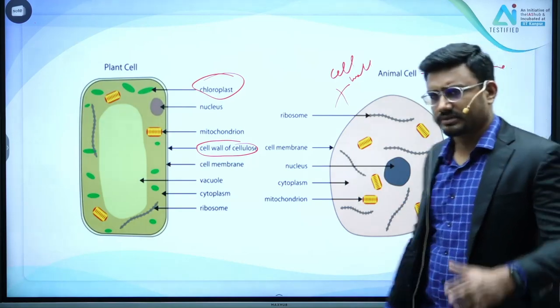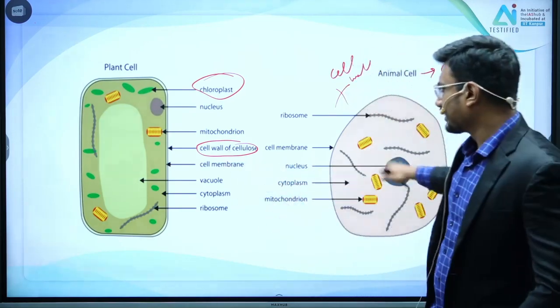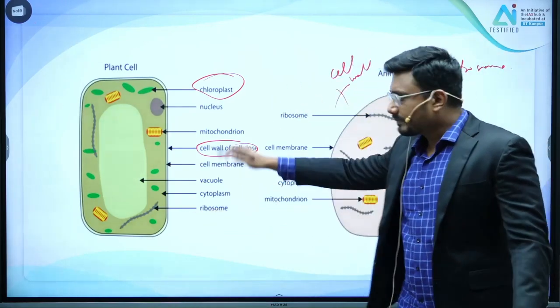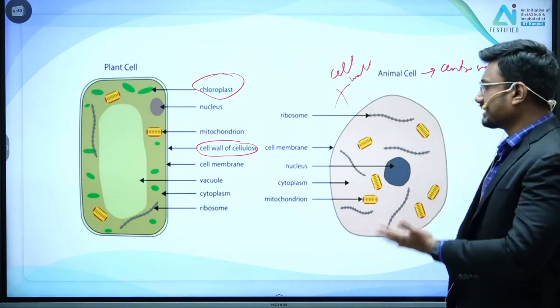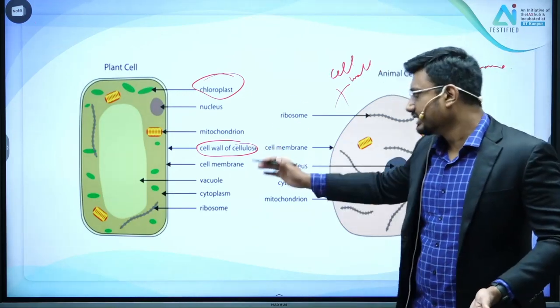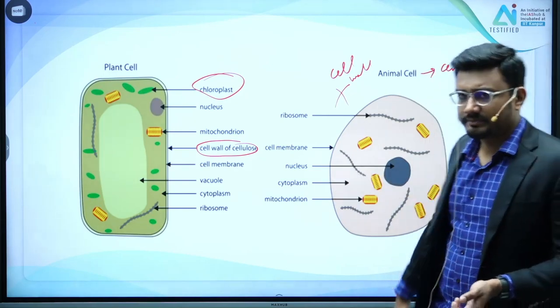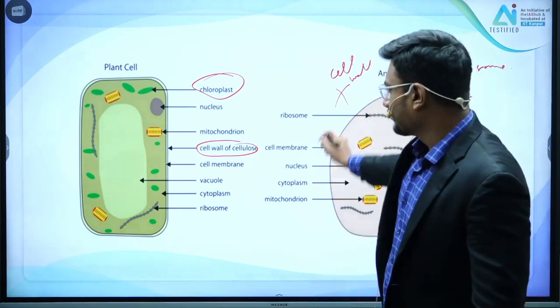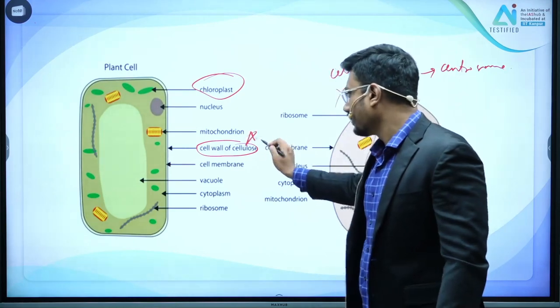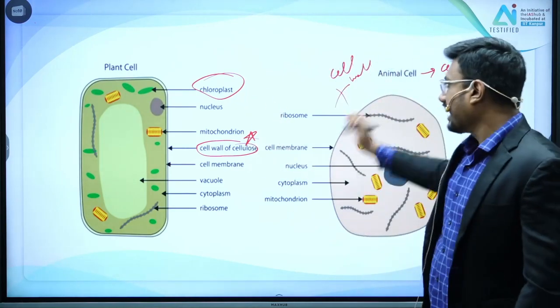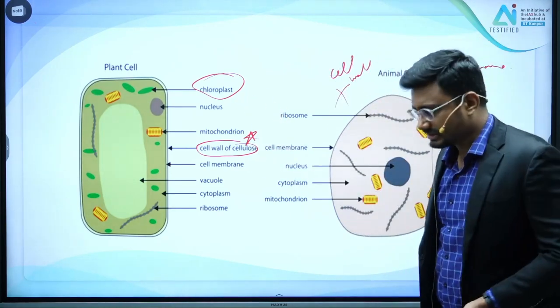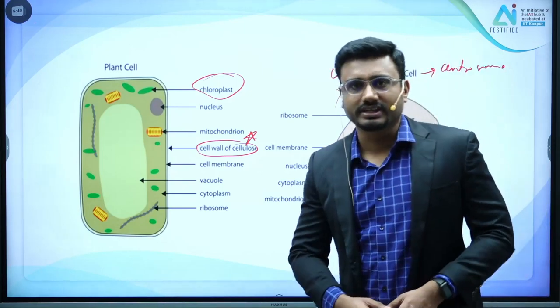Most of the other things are similar. They are present in the plant cell as well as in the animal cells. All the other parts, such as nucleus, vacuole, cytoplasm, and ribosome, are common in plant cell and animal cell. So the most important difference is the cell wall. It is present in plant cell and it is absent in the animal cell. Now let's move on to the next slide.